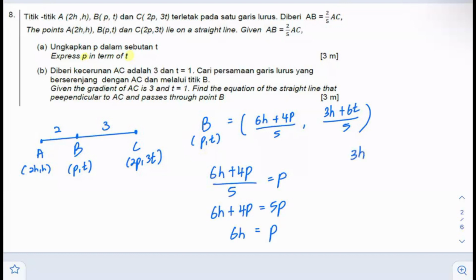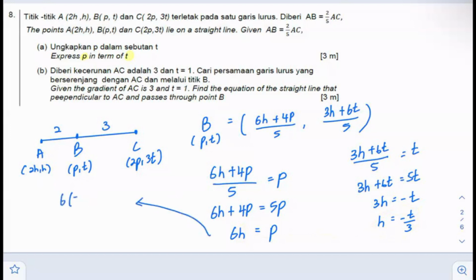And for Y, 3H plus 6T divided by 5 equals T. 3H plus 6T equals 5T. So we have 3H equal to negative T. So H equals negative T over 3. So we have 6 multiplied with negative T over 3 equals P. So negative 2T equals P. So to express P in terms of T, we have the answer P equals negative 2T.